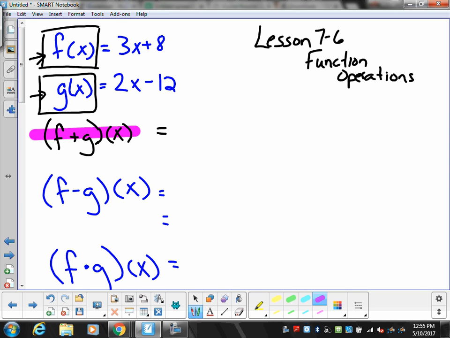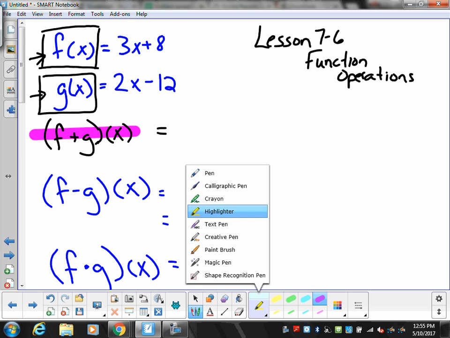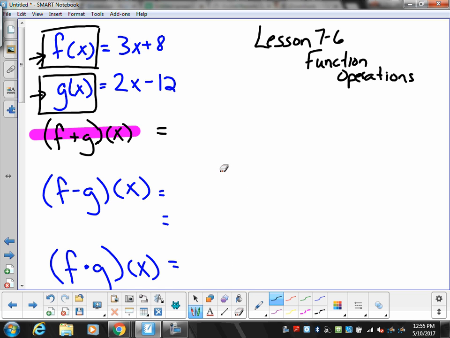problem here, the first thing that I look at when I see this is what do you think f plus g of x is actually going to do? It's a pretty simple thing. It's going to take those two functions, f and g, and add them together. And so what we end up having is 3x plus 8. That's the f of x part. And that's the f part. And then plus the g part, which is 2x minus 12.